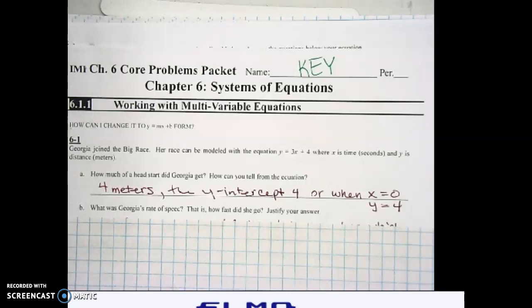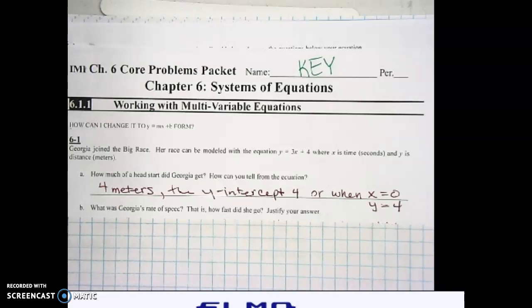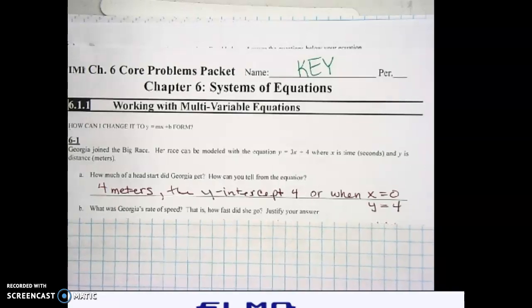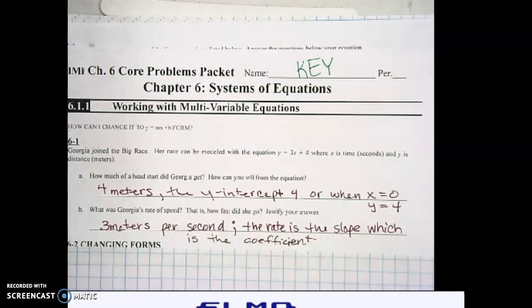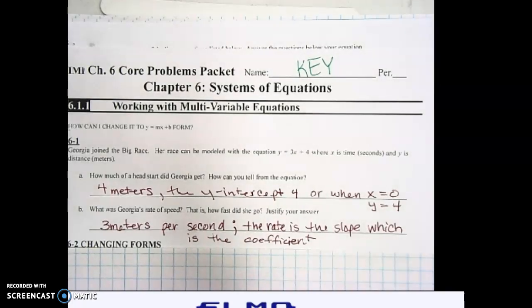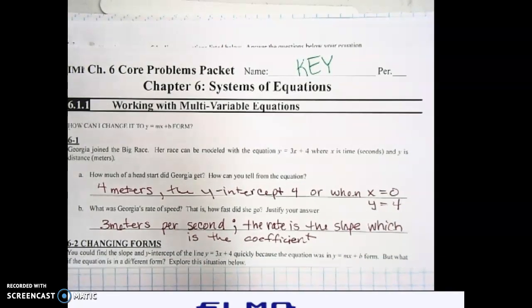Part B says, what was Georgia's rate of speed? Anybody know what the rate is? 3. It's 3. The other number, right? So that's 3 meters per second. That's what we call the rate, and it gives you the slope. It's the coefficient of the x, okay? So those 2 numbers are important. The 4 is the head start for Georgia, and the 3 is the slope or the rate at which she's increasing on her big race, okay?